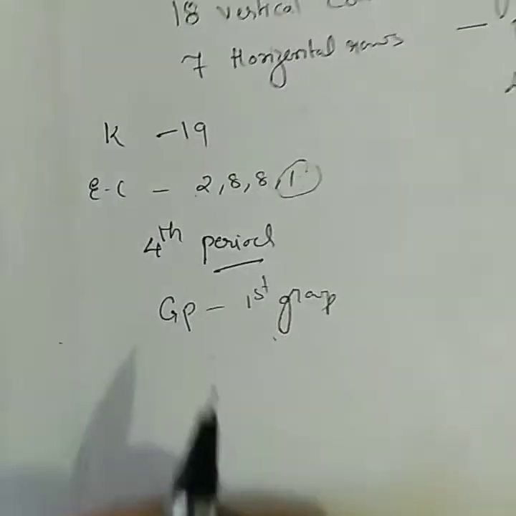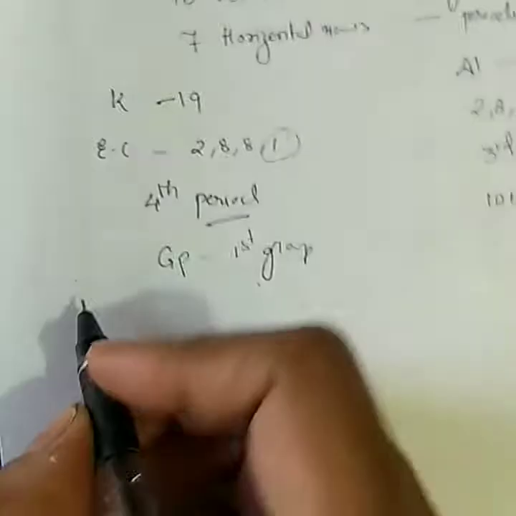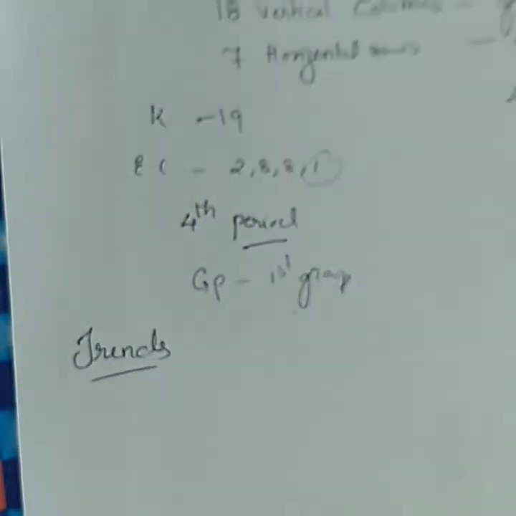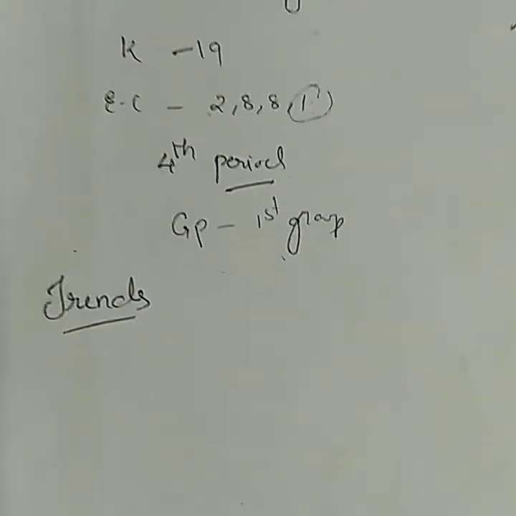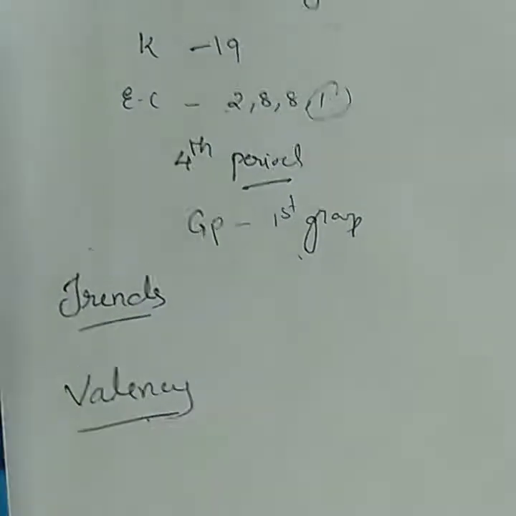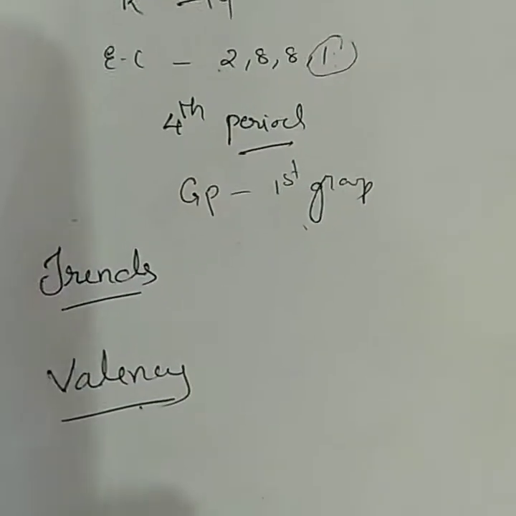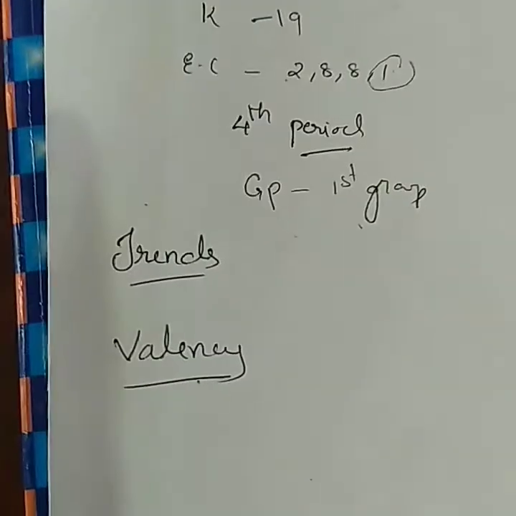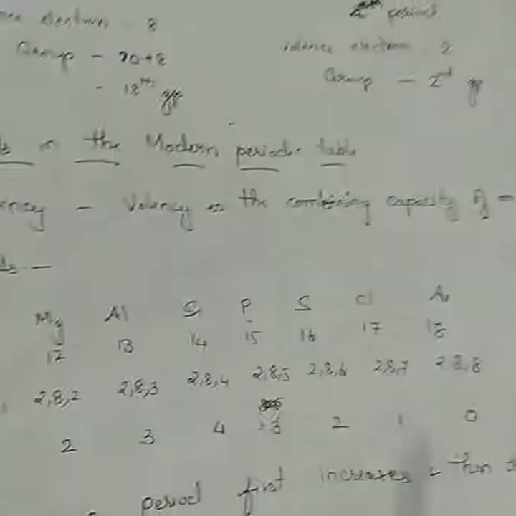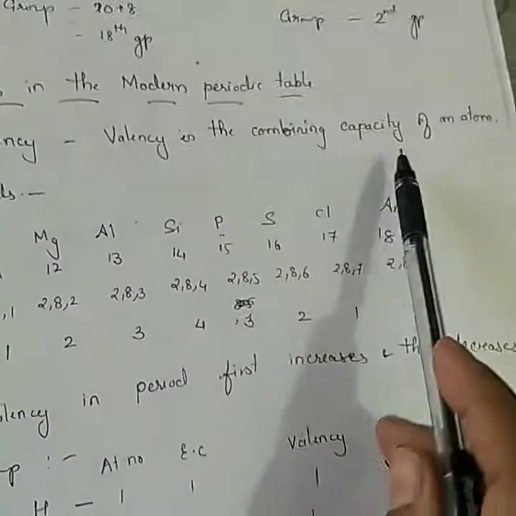Next, trends in the modern periodic table. The first one is valency. Valency is the combining capacity of an atom. Valency is nothing but the combining capacity of an atom.